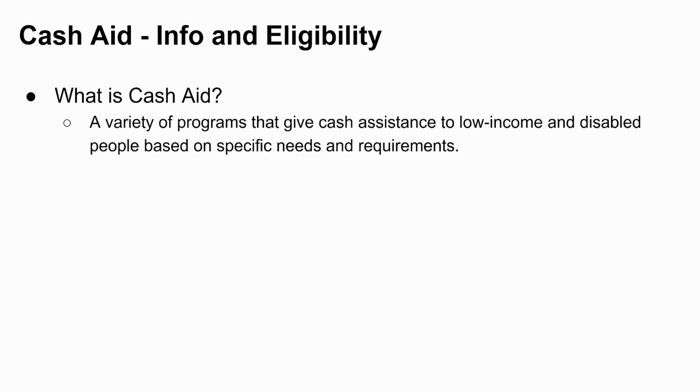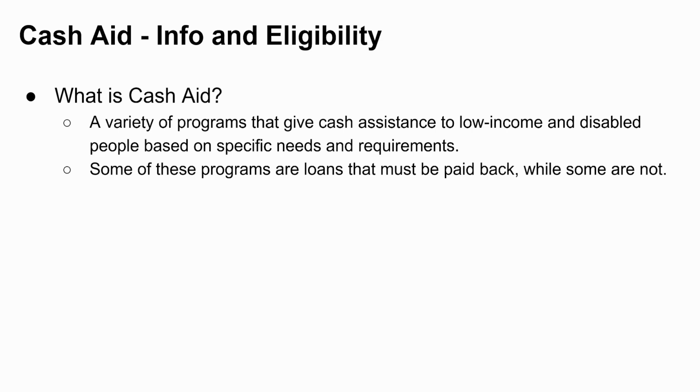Okay. So cash aid, I'm going to give a little bit more info and eligibility information. So what is cash aid? It is actually a variety of programs, as I mentioned, that gives cash assistance to low-income and disabled people based on specific needs and requirements. That's my short definition for this program.